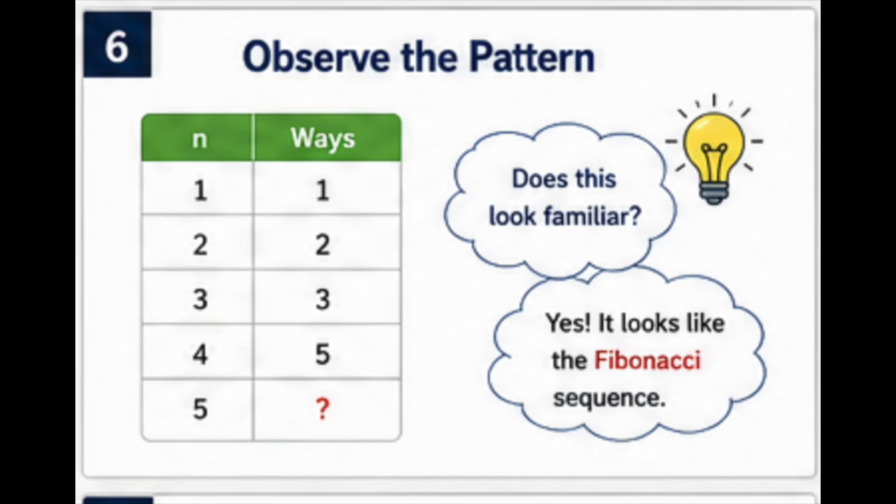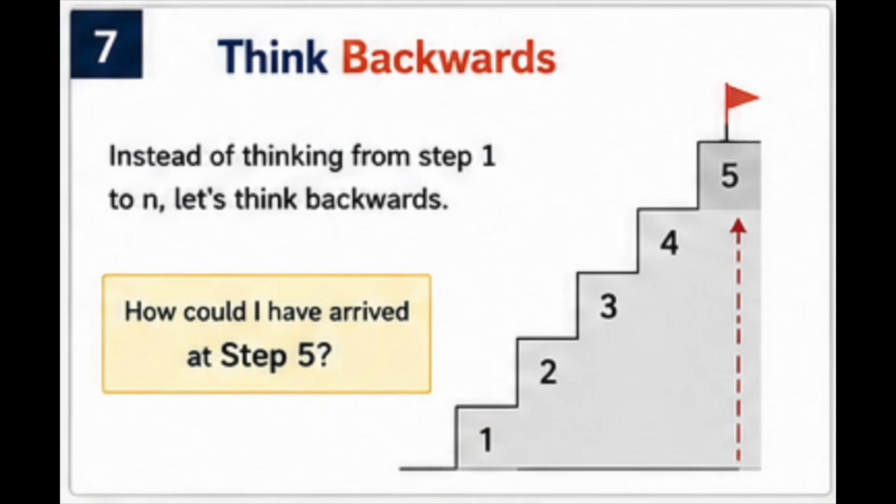At this point, many people immediately think this looks like Fibonacci. And yes, it does. But don't memorize that. Interviewers don't want memorization, they want your reasoning. So let's understand why this pattern appears. This is the biggest trick in dynamic programming. Most beginners think like this: I'm standing at step 1. What should I do next?